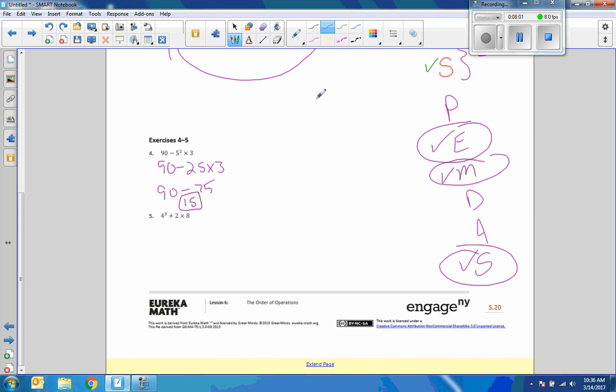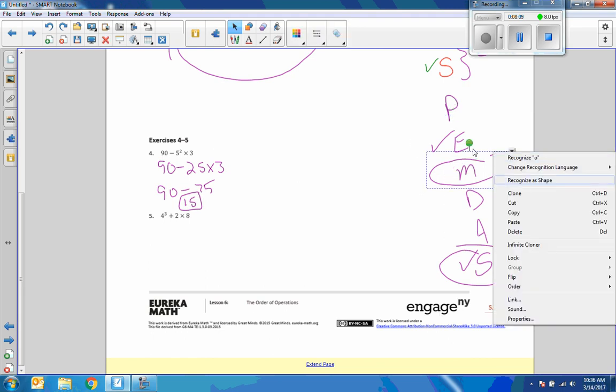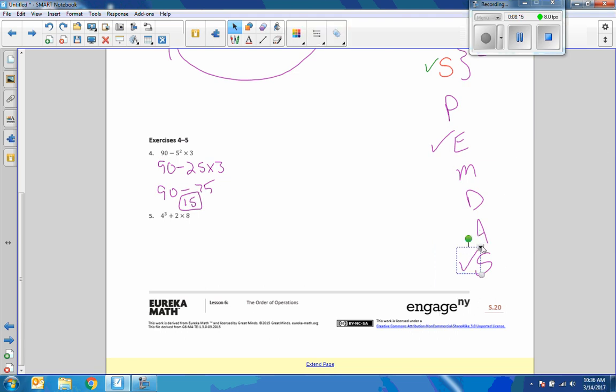Okay, so I'm getting rid of my check marks here. I'm going to use the same PEMDAS again. Probably just as quick to erase it all and rewrite it. Let's do this one in green. We have an exponent. We have addition. We have multiplication. We're going to do the exponent first.